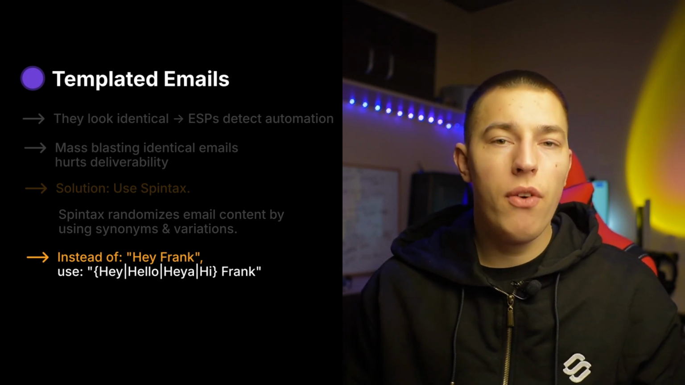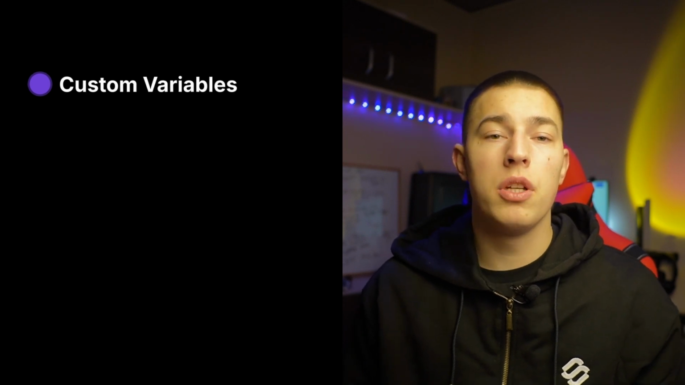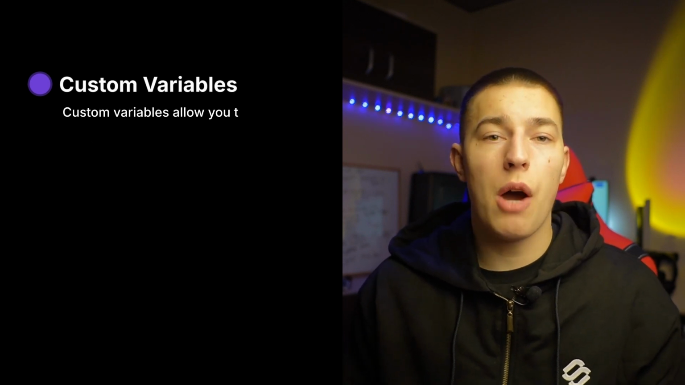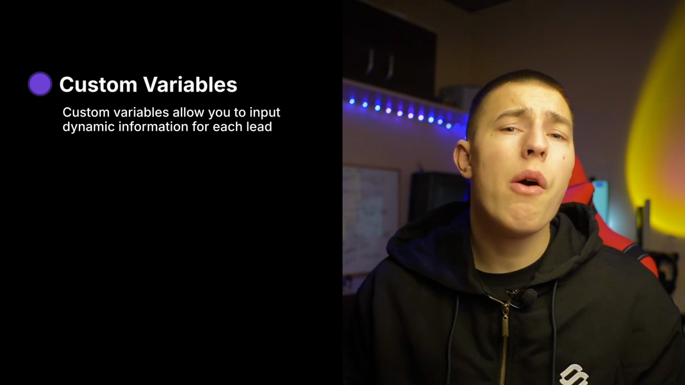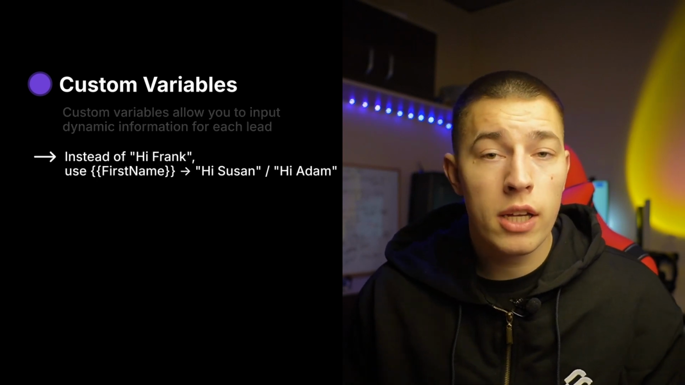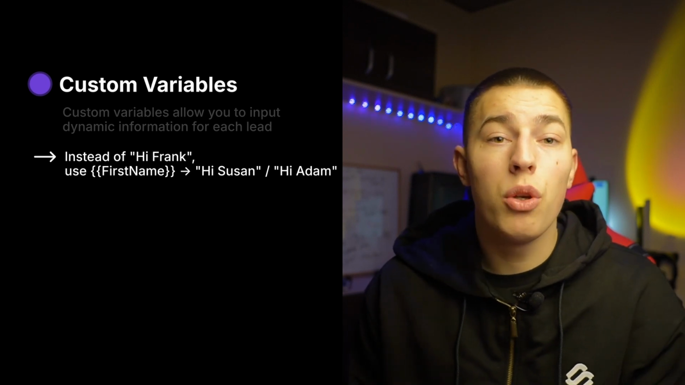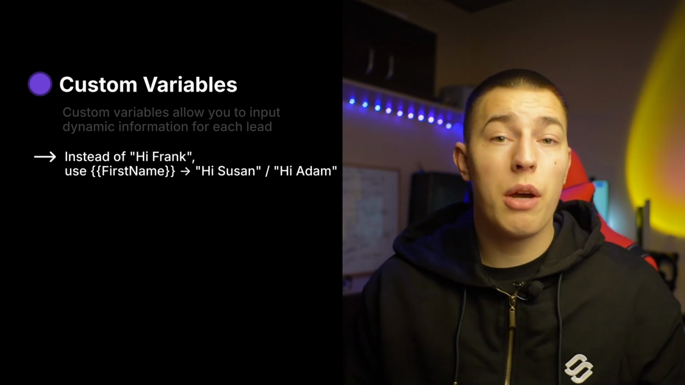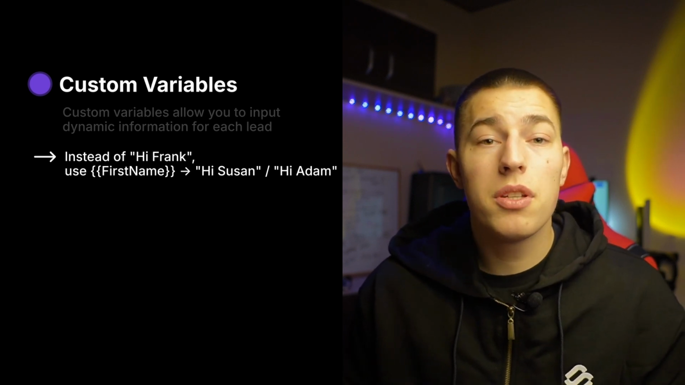You can take a step further and do better than just spin tagging your emails. I'm talking about using custom variables. Custom variables allow you to input custom information for each lead. For example, you know how I gave you an example of saying "Hi Frank"? Well, not all of your leads are named Frank. We want to change this name into your lead's name. If you're reaching out to Susan, we want to say "Hi Susan." If we're reaching out to Adam, we want to say "Hi Adam."